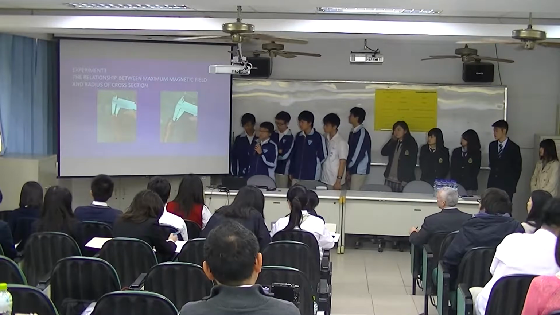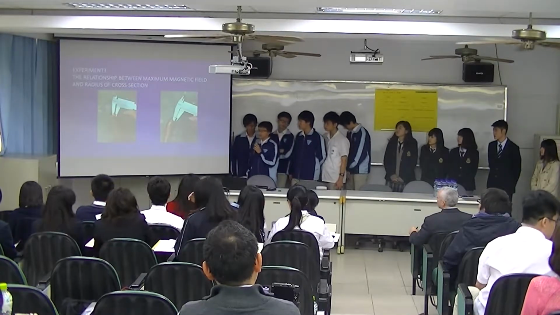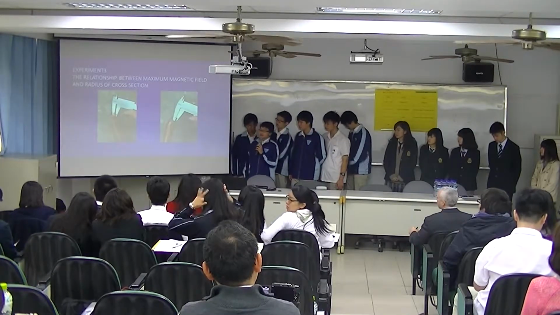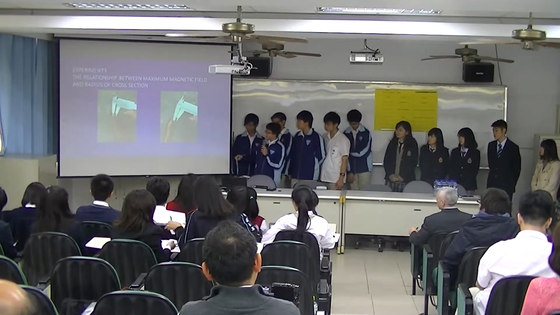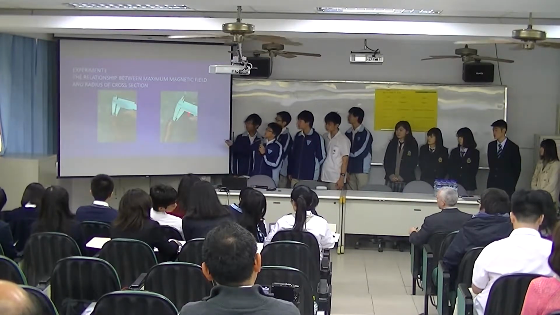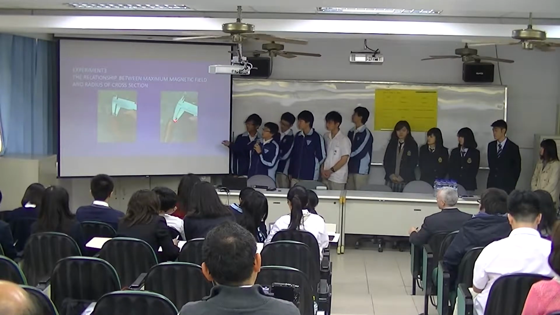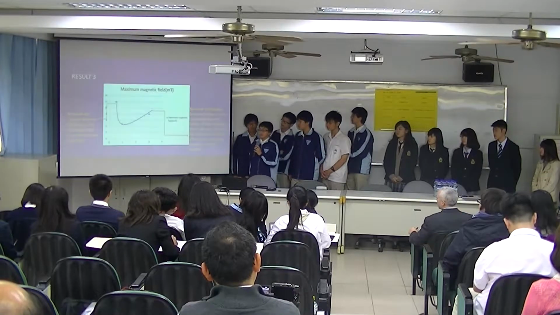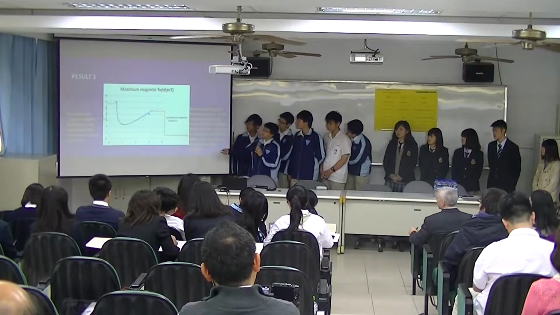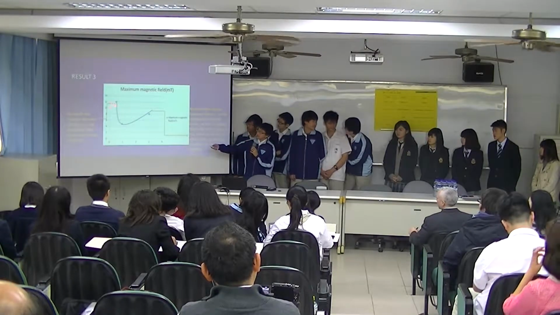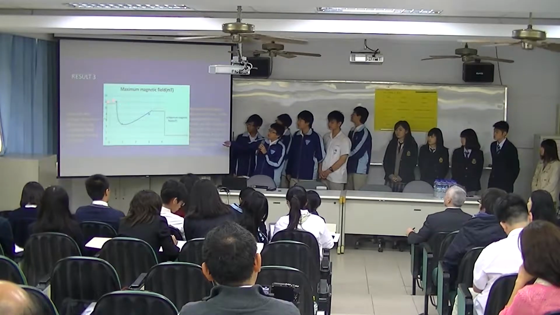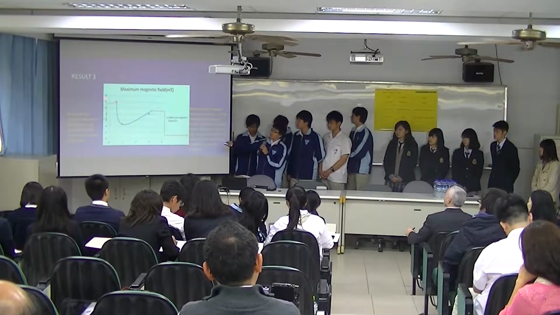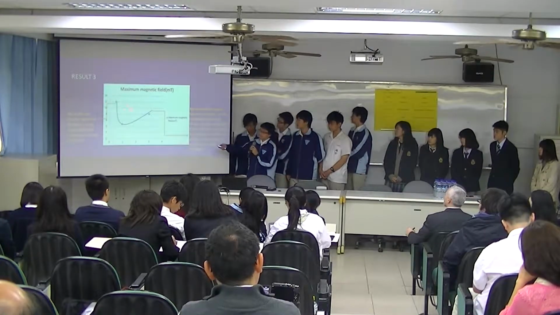Okay, so in this experiment, we measure the relationship between maximum magnetic field and the radius of cross section. So we use the ruler to measure the thickness of the coil, and we found that when the coil is thin, it can get the higher magnetic field.